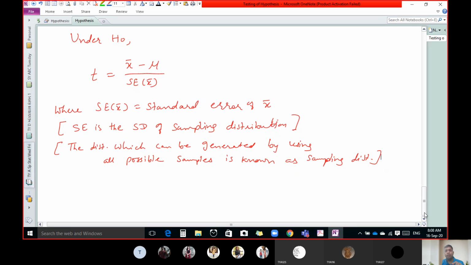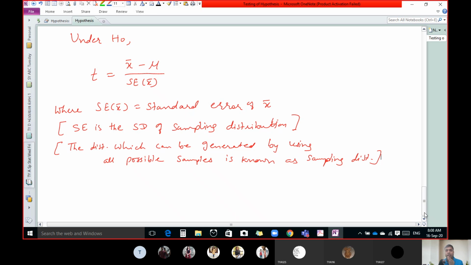Let us take one example. Our population has 10 units: A, B, C, D, E, F, G, H, I, J. These are the 10 units. Now if I want to select 3, it may be A, B, C. It may be A, B, D. It may be A, B, E. In that way, how many different possible samples are there? 120.